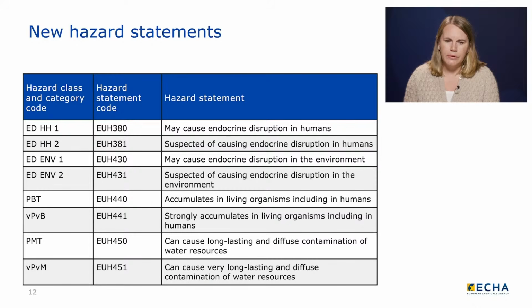These are the new hazard statements introduced, which are linked to the hazard classes I showed you in the previous slide. Please note that there are currently no pictograms linked to these hazard classes. The signal word to be used for endocrine disruptors is danger for category 1 or warning for category 2. For PBTs and PMTs, only danger is used.